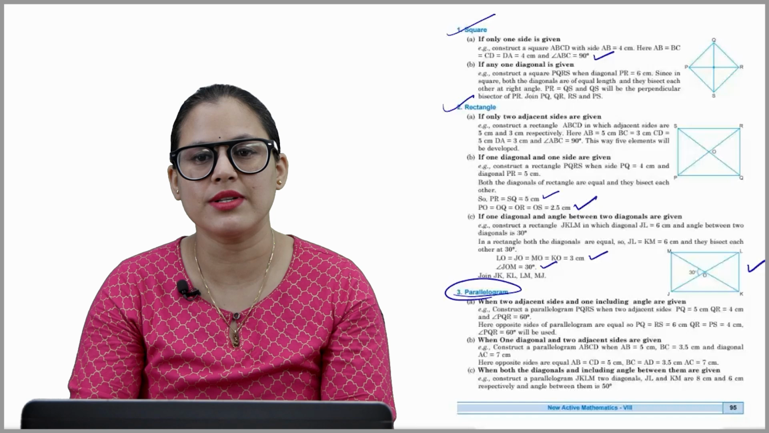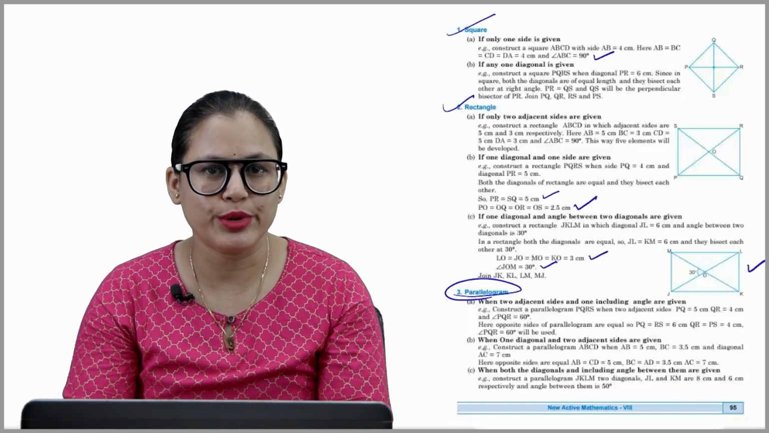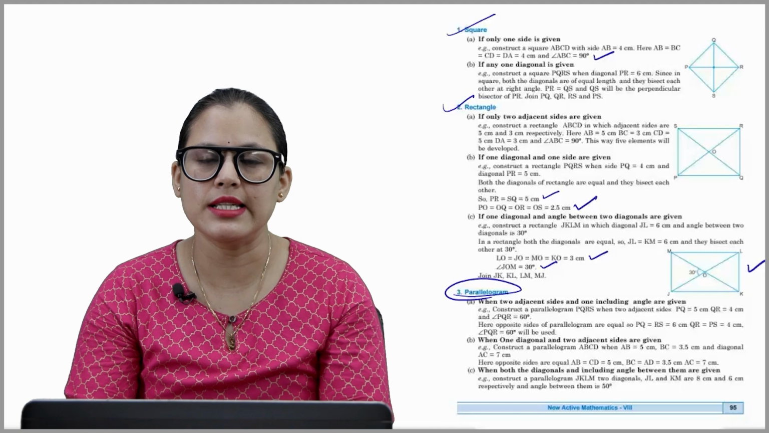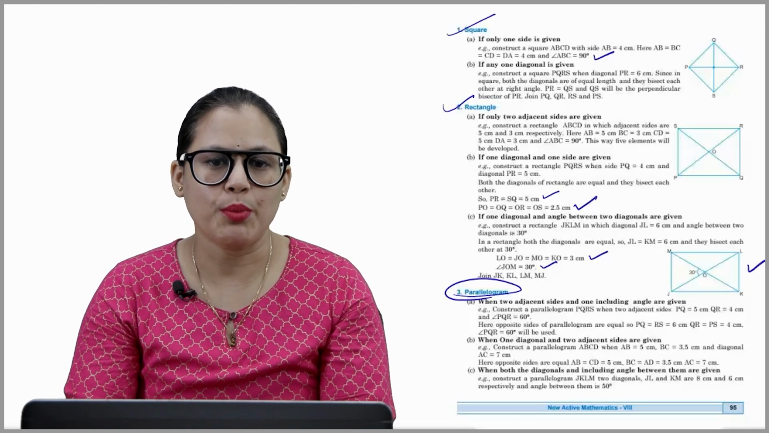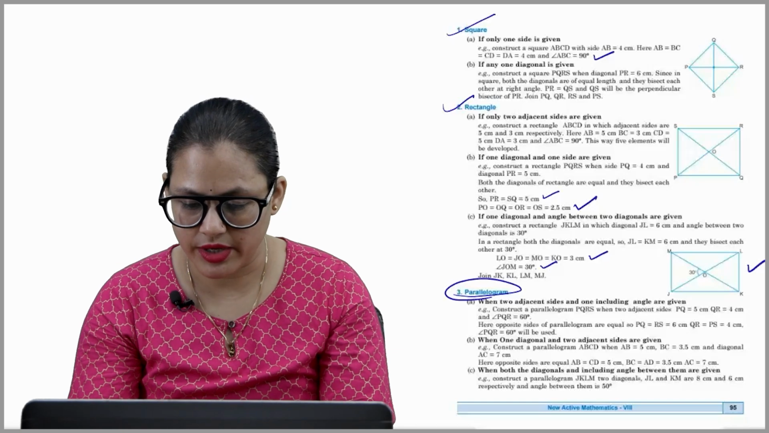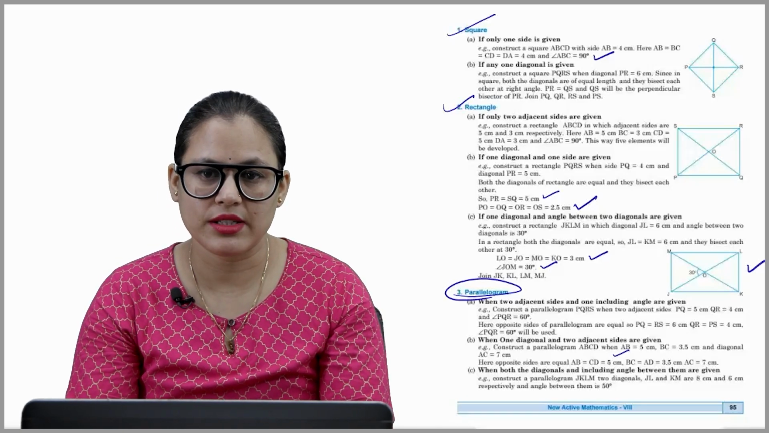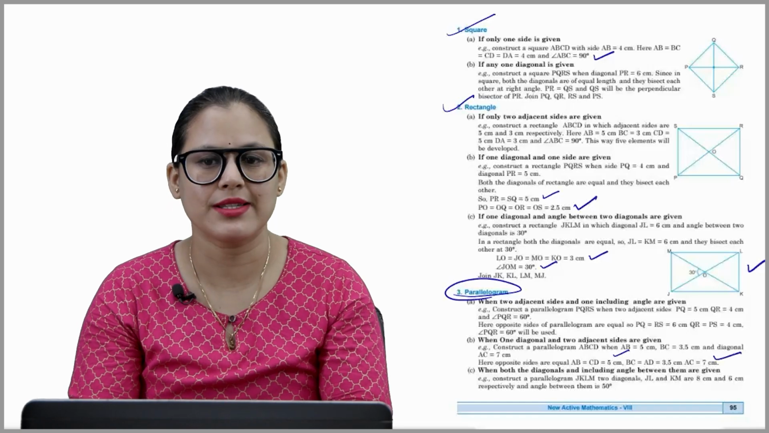B, when one diagonal and 2 adjacent sides are given. Construct a parallelogram ABCD when AB equals 5 centimeter, BC equals 3.5 centimeter and diagonal AC equals 7 centimeter. Here opposite sides are equal. So AB equals CD equals 5 centimeter, BC equals AD equals 3.5 centimeter. So AC equals 7 centimeter.